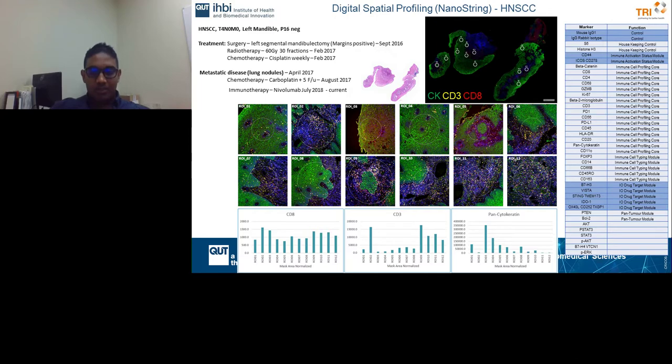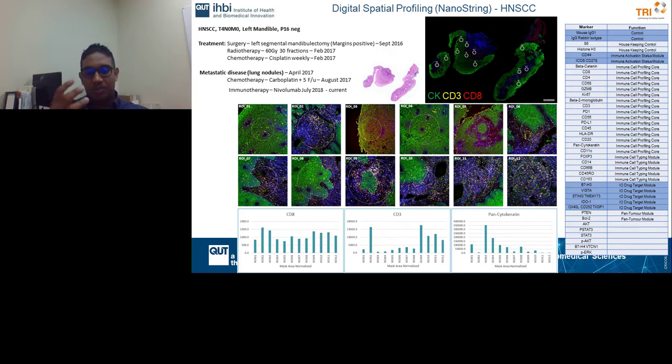So this is just some of the data from a head and neck patient that was T4N0, left mandible, P16 negative, so HPV negative. This patient had multiple rounds of chemoradiation and surgery and was given immunotherapy, so nivolumab in the metastatic setting. So we had the diagnostic biopsy tissue, we profiled it using the DSP, looked at 12 regions of interest across the tumor, the normal, the stroma. And this is just a snapshot. At the bottom, the graph just shows the variation in individual markers per region of interest.